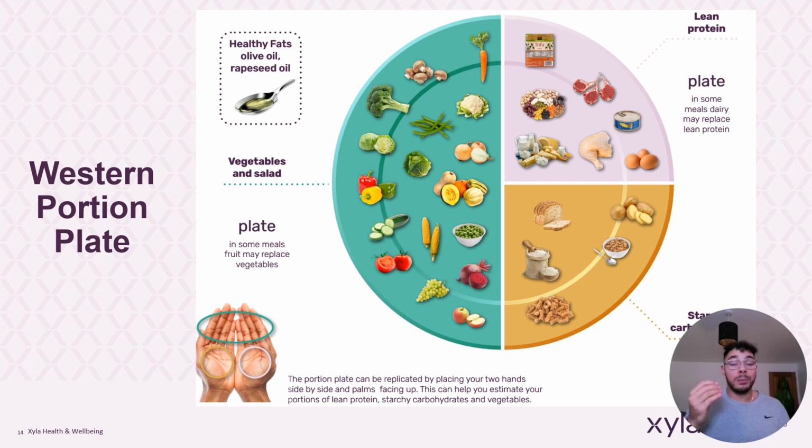So we will be looking more at different food groups and portions in future sessions, but it's important to recognise that all of our diets will look different. This could be down to preference, it could be down to our cultural background. Here we have the Western portion plate. You will notice the portion plate can be replaced by using your hands as another very helpful tool, which I showed you earlier. Make sure you're eating the right amounts of each food.